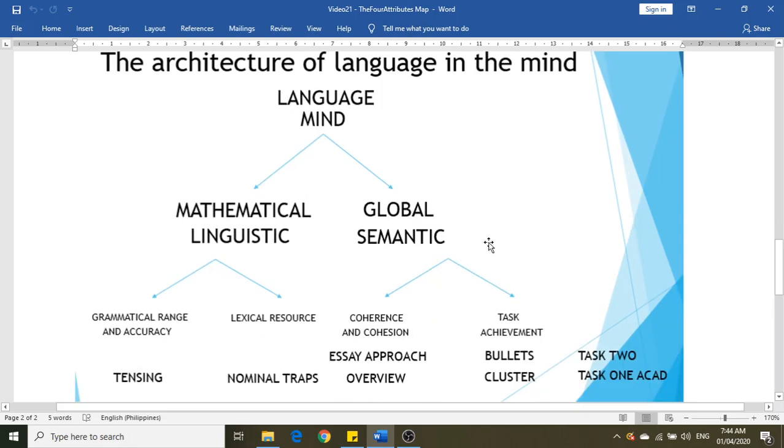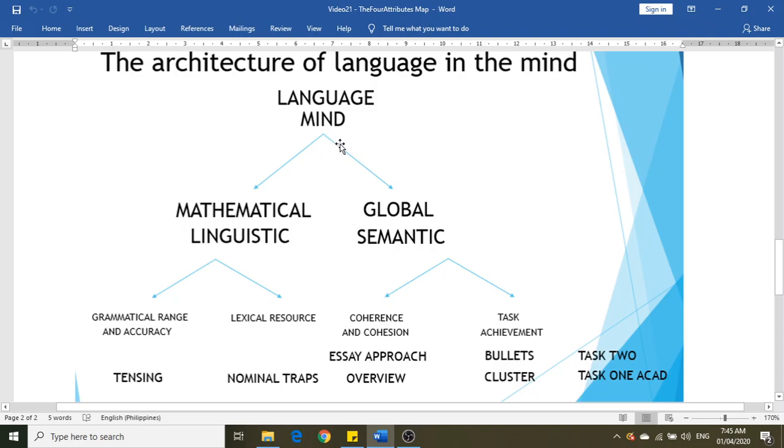this is now what we call the architecture of language in the mind, which I first discussed in video number 19. So, just very briefly, as a summary, if you remember, we talked about how language is one of those human skills that involve the entirety of the mind. So when you talk about language in the mind, you're really talking about the left hemisphere, which is really the mathematical hemisphere of our brain, and that's the part which contains the linguistic components.